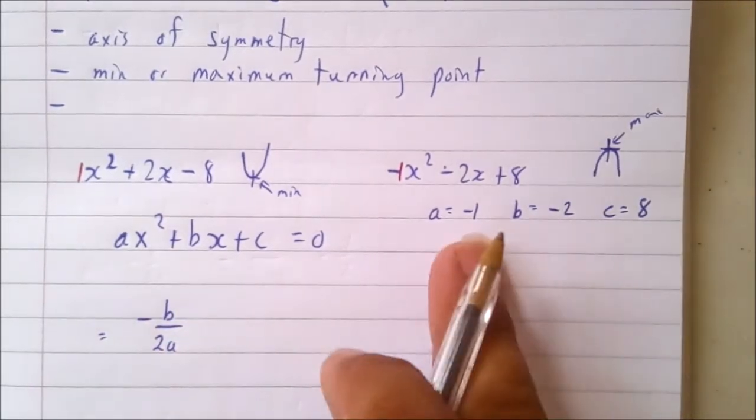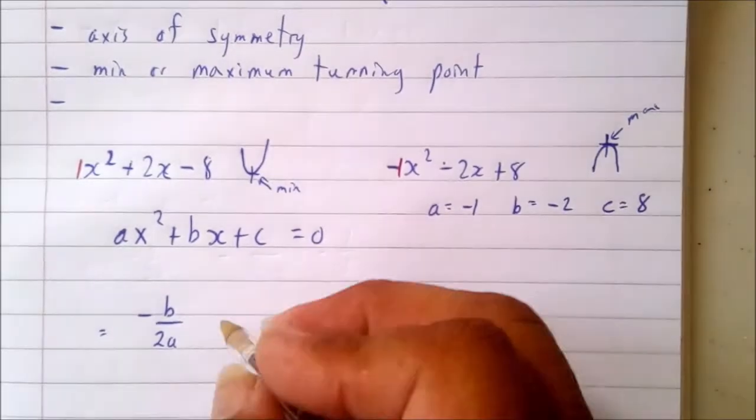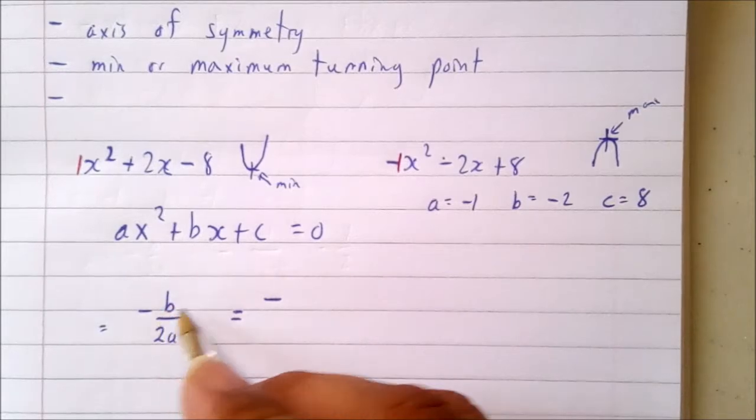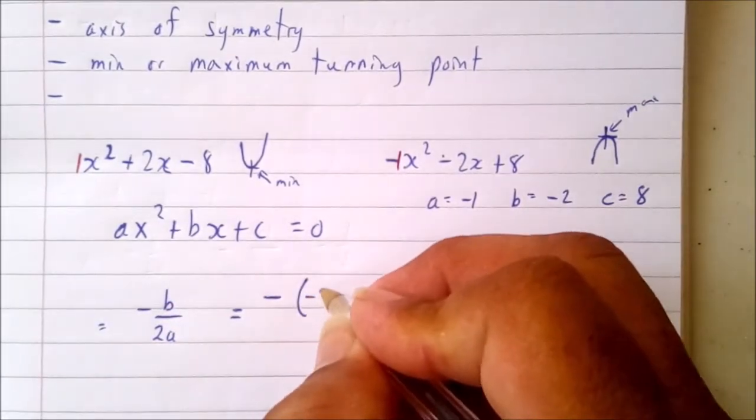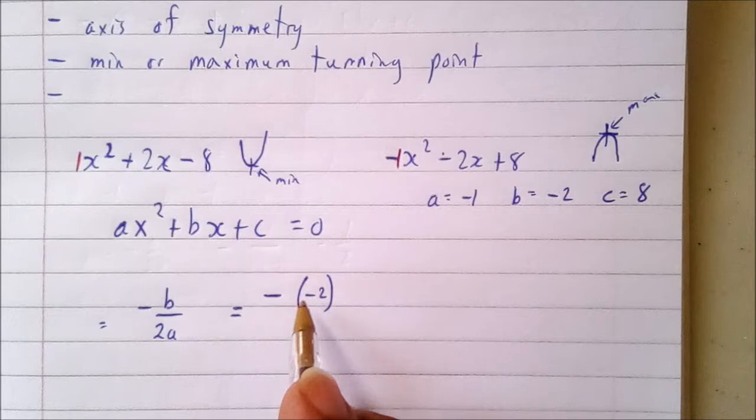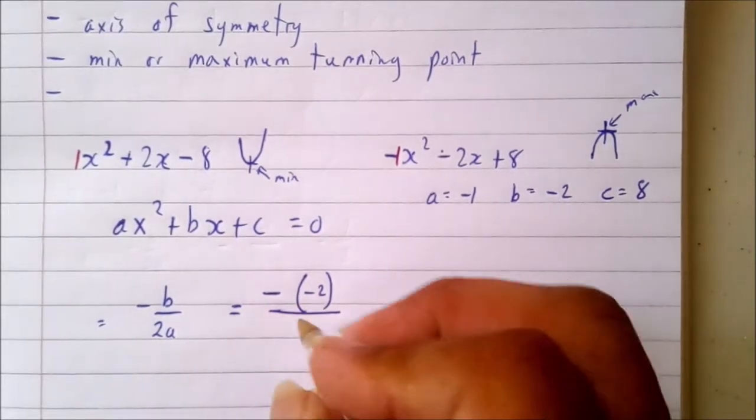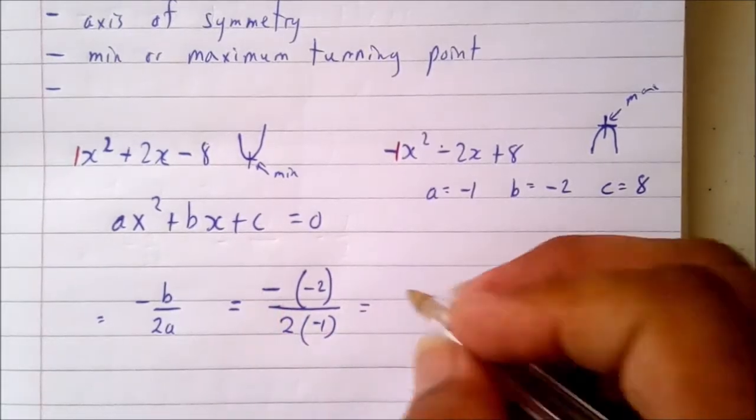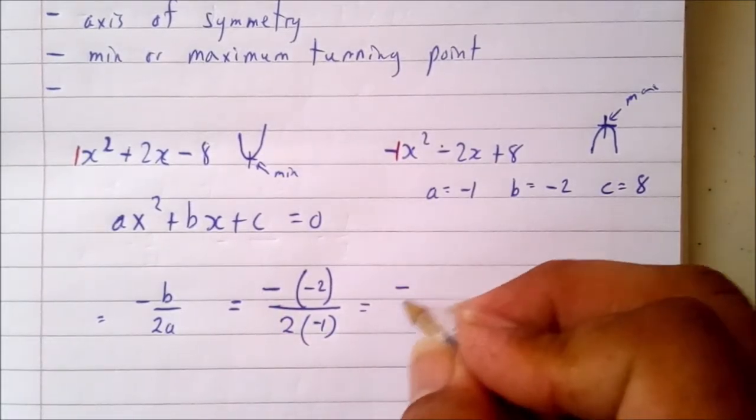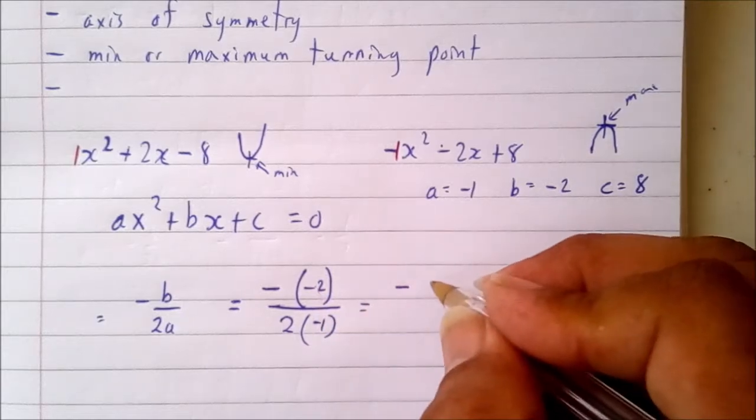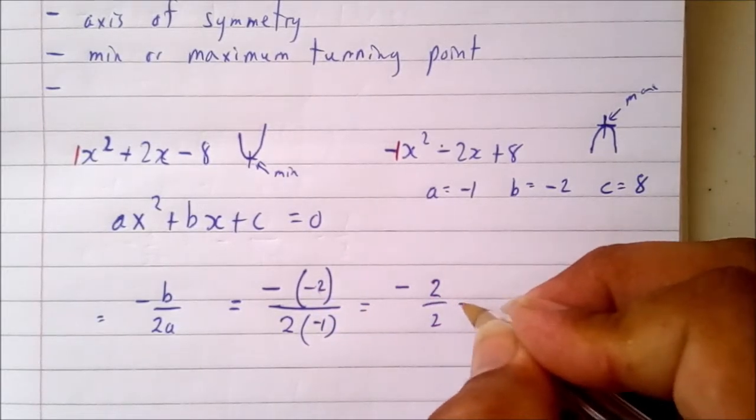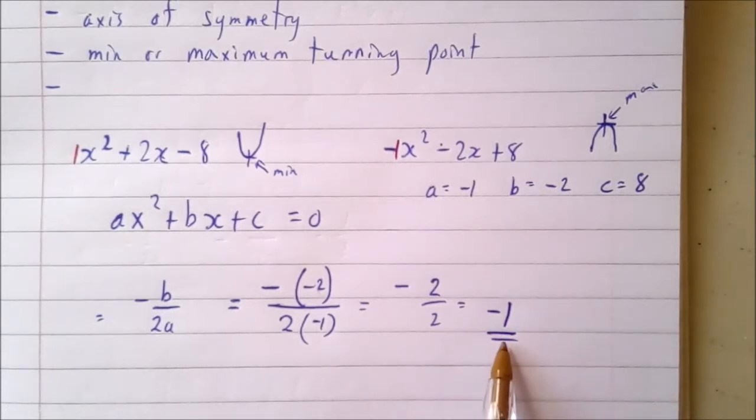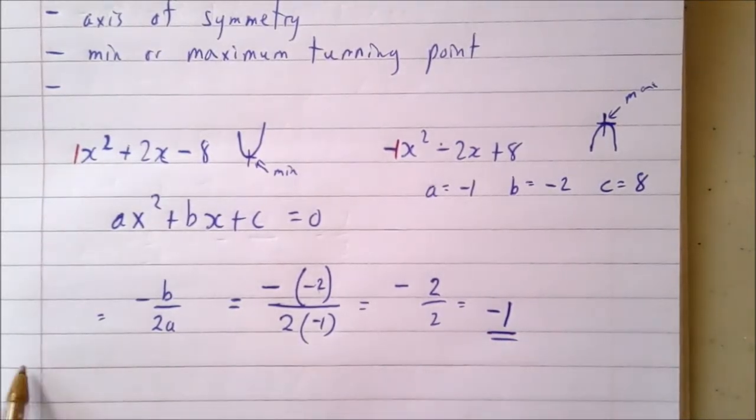Right? And if we are working with this, notice what happens. If we use this equation, we put equals negative. What's the value of b? Negative 2. So we put negative 2. Note that this minus and this negative are two different things. Over 2 times a, which is negative 1. This now gives us negative, and this negative and negative will make it a positive, so that becomes 2 over 2, which then gives us a negative 1. All right. Now this result here is for the axis of symmetry.